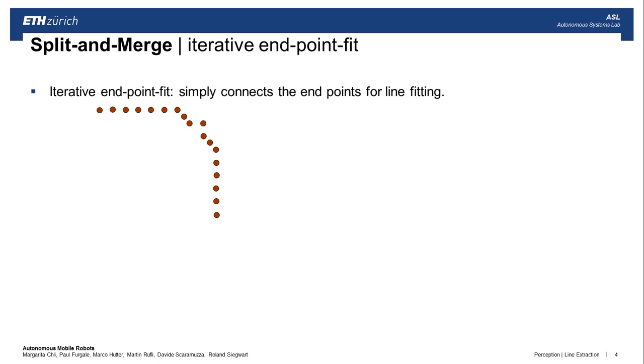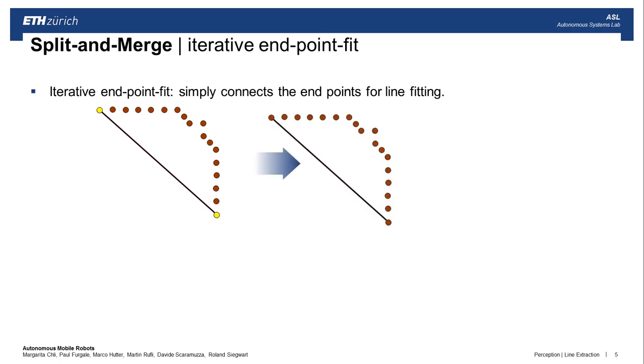So here we're going to see a slightly different version of the standard split and merge algorithm, which we call iterative endpoint fit. So what we do is that we simply connect the endpoints that appear in the initial set for line fitting. So here we selected the endpoints, fit the line through them, and then at the next stage, we find the point that is furthest away from this, and since the distance of this point to the line is greater than the threshold, we need to split our line into two.